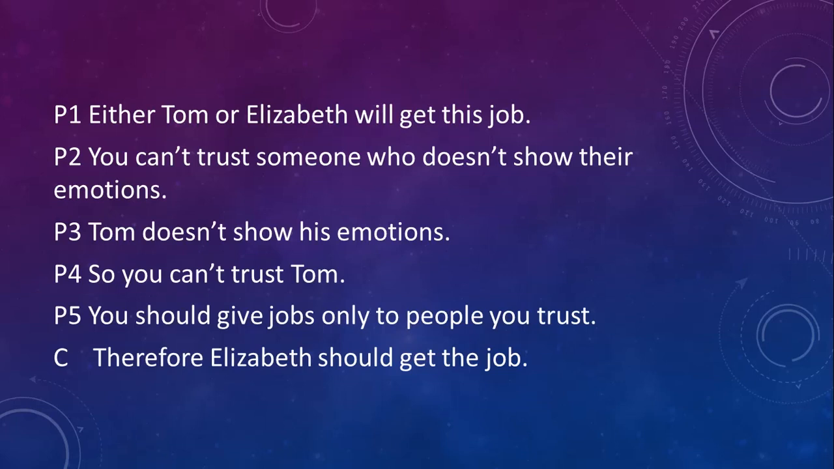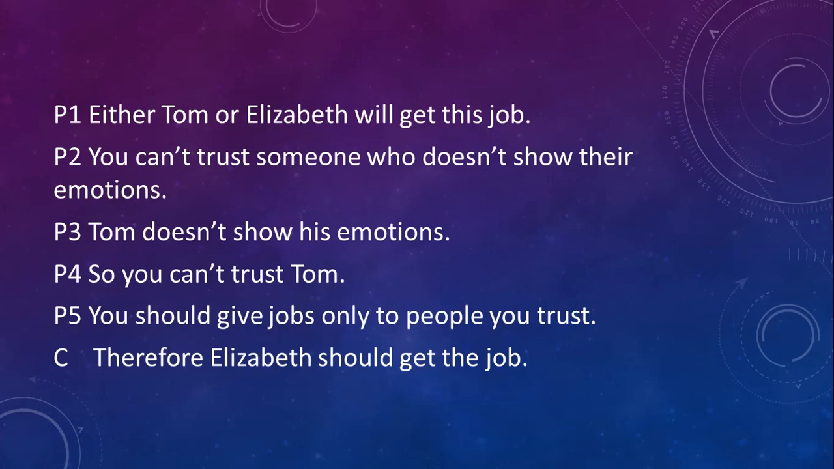You say, I'm not sure Tom's right for this job. He doesn't show his emotions, and you can't trust people like that. Implied is that you shouldn't give jobs to people you don't trust. Right? So it's a kind of hidden premise in this thing, and you'll have to do this as we go along: supply premises without which the argument wouldn't work. Right?